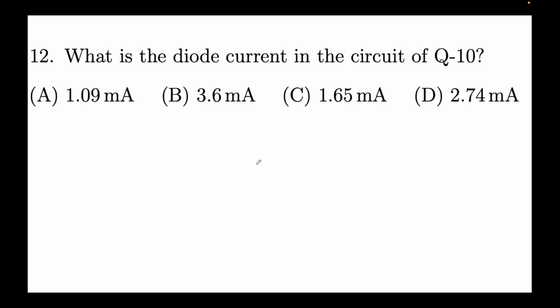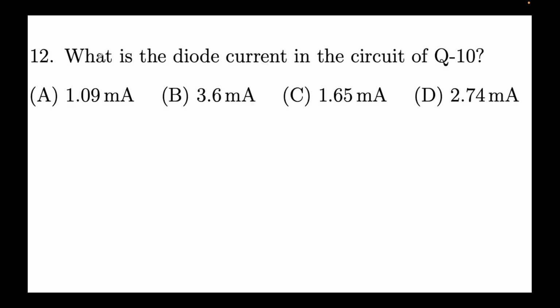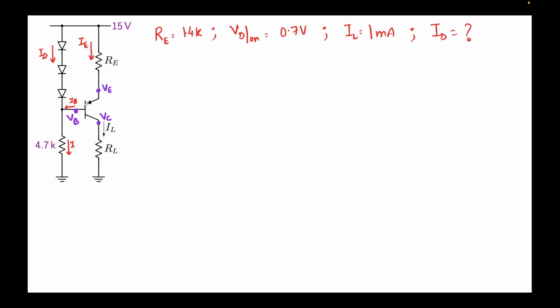Okay. The next problem asks, what is the diode current in the circuit of question 10? Question 10 is the problem that we are discussing. So this was the problem, and these are the currents, and we are required to find the value of ID. Note that we had already obtained the value of VB.